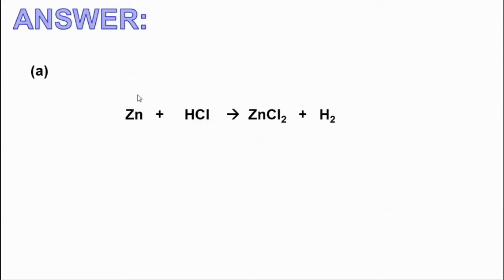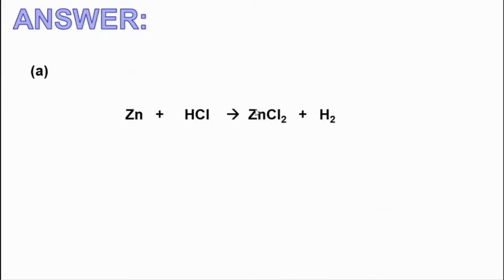And remember guys, this equation is not balanced yet. So what should we do? We are going to start with the most complex substance. Remember, in the previous videos, we have already discussed how to balance chemical equations using the inspection method. In this case, zinc chloride is the most complex substance.